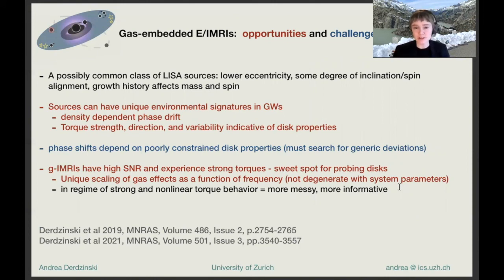Just to wrap up, we should expect gas embedded sources. I think these come with a lot of opportunities, but also potential challenges. They should be distinguishable with lower eccentricity. Maybe there's some degree of spin or inclination alignment with the supermassive black hole, if that's measurable. Their accretion history should skew the properties of the population. Individual events could have unique environmental signatures in their waveform. This could vary across systems, because not only will the system parameters be different, but also AGN can be very different. And so we should have a way to search for generic deviations, which can then later be investigated or traced back to disk properties.